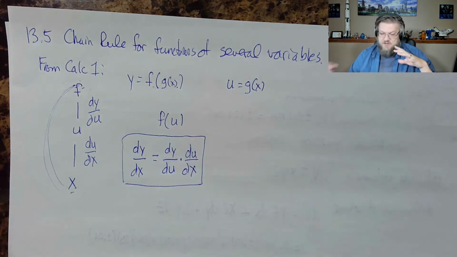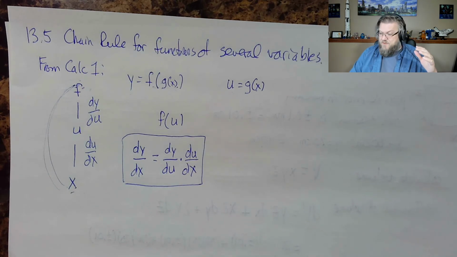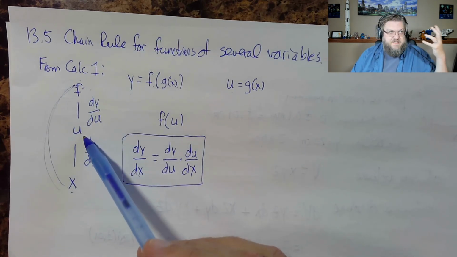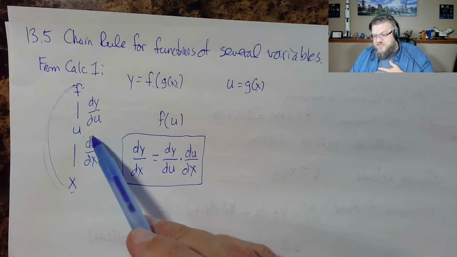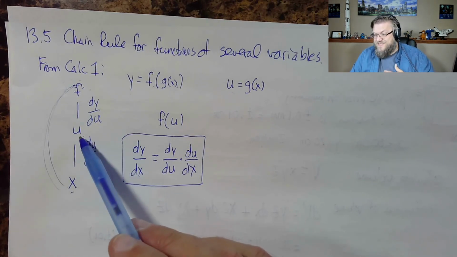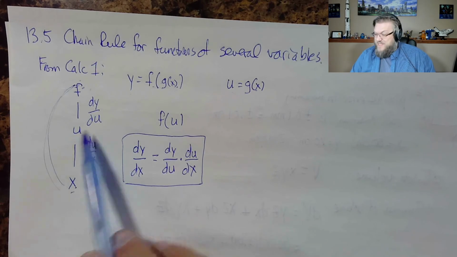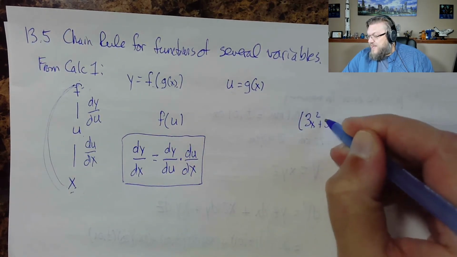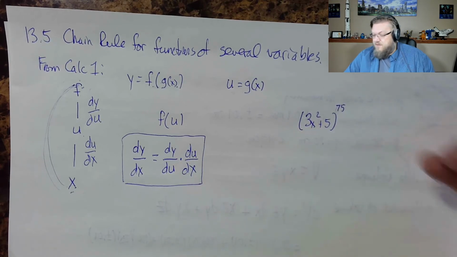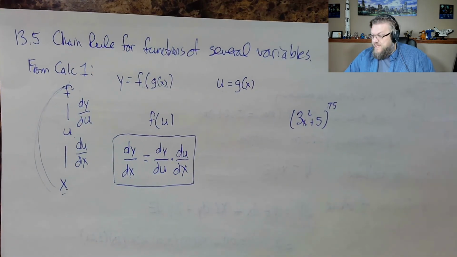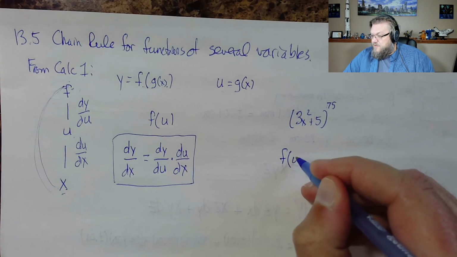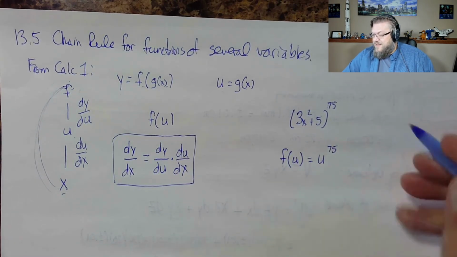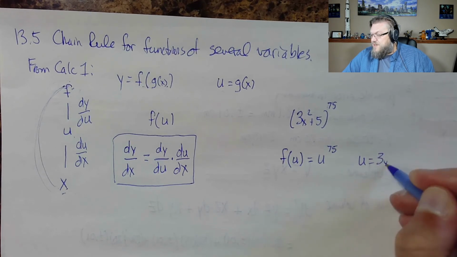Right? And we sort of said this in different ways in Calc 1. We might not have said it this way, but we sort of hid the u and always called it the inside function. I use the word stuff a lot when I say this. But the idea here was, if I wanted to take the derivative of (3x squared plus 5) raised to the 75th power, I'm thinking of this as f of u, which equals u to the 75, and u equals 3x squared plus 5.